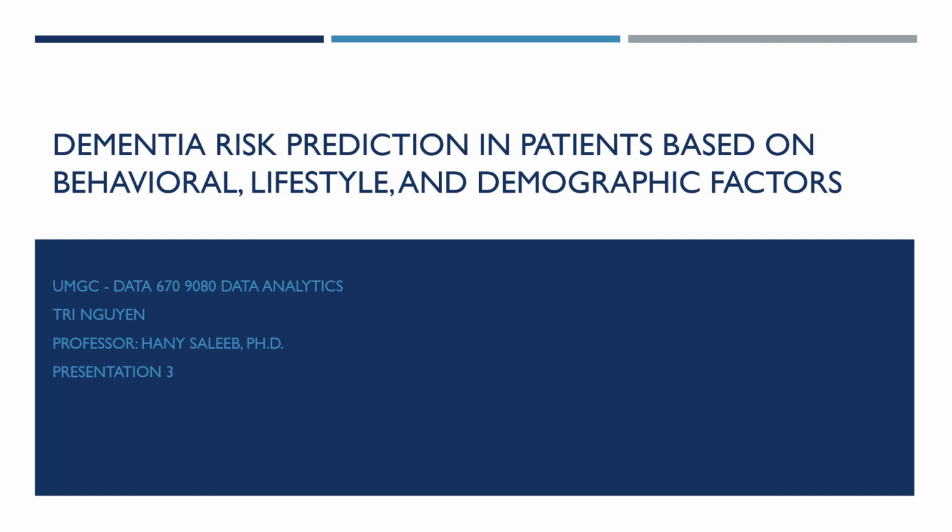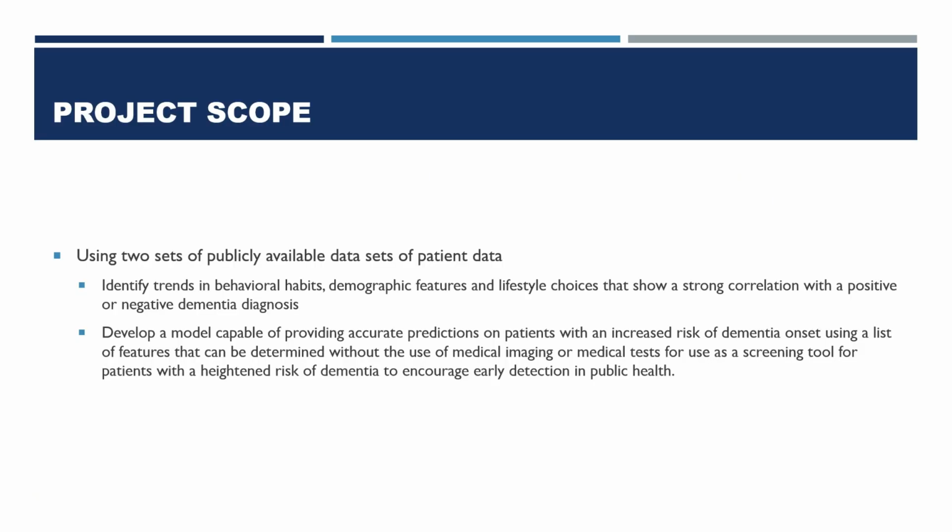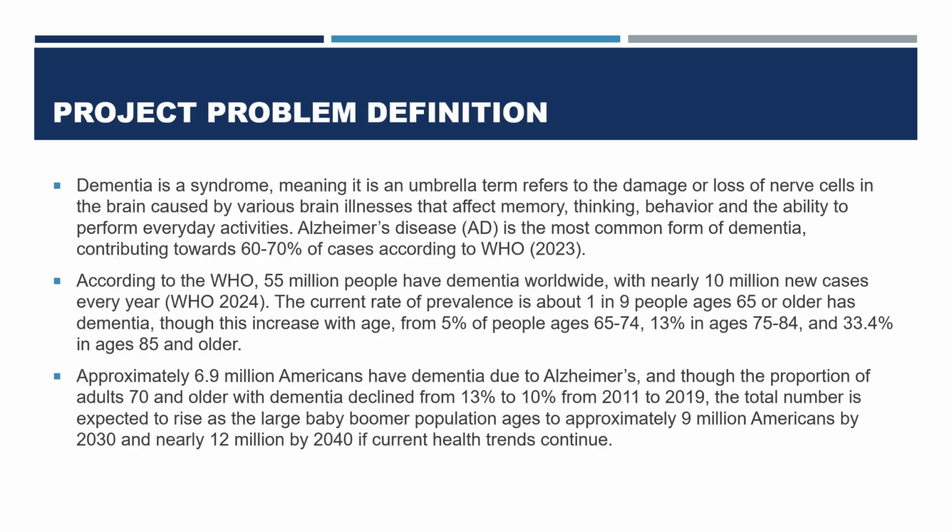This is my presentation for DATA670 on my project for dementia risk prediction in patients based on behavioral, lifestyle, and demographic factors. To review my project, using two sets of publicly available data, the goal of this project is to identify trends in behavioral habits, demographic features, and lifestyle choices that show a strong correlation with a positive or negative diagnosis. Dementia refers to the degeneration of nerve cells in the brain, which affects memory, behavior, and the capability to perform everyday tasks.